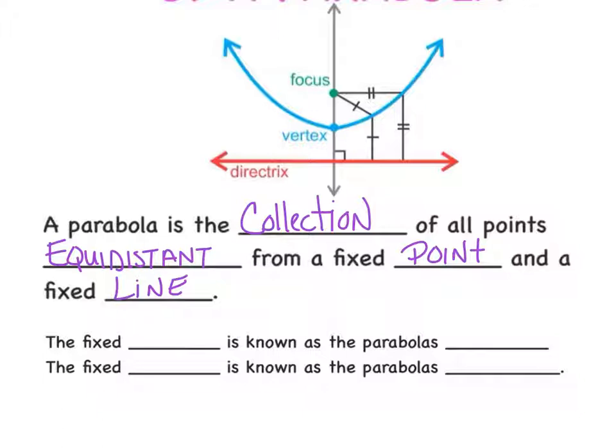So again, we'll make a note here. The fixed point is known as the parabola's focus, and the fixed line is known as the parabola's directrix.